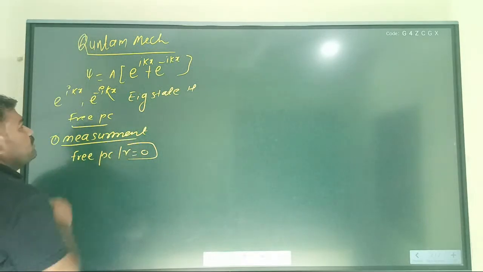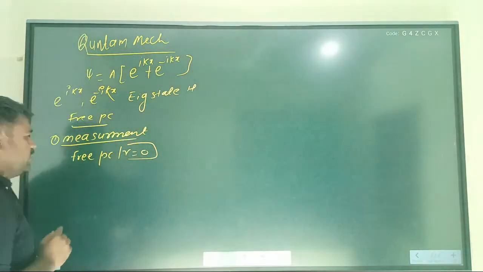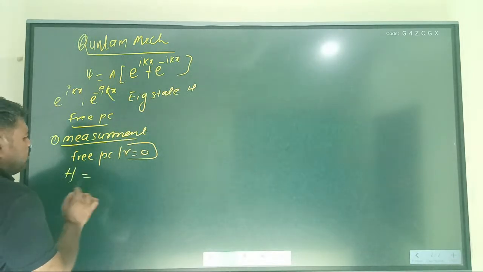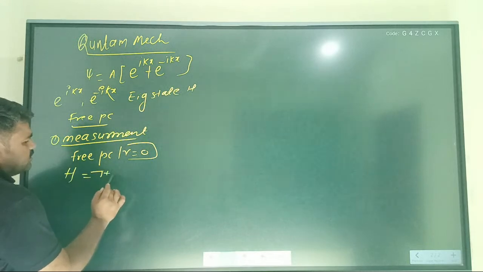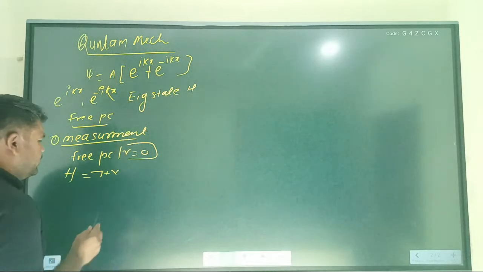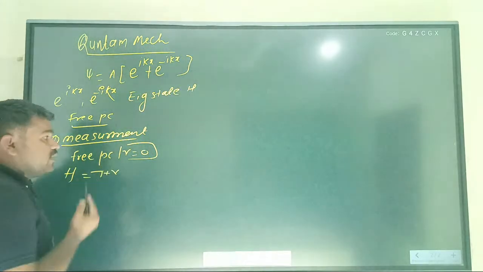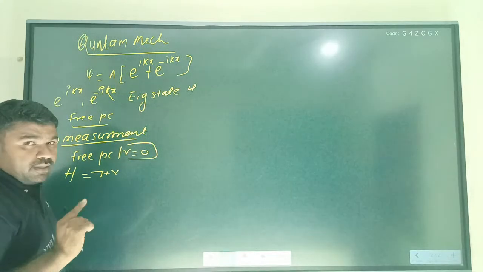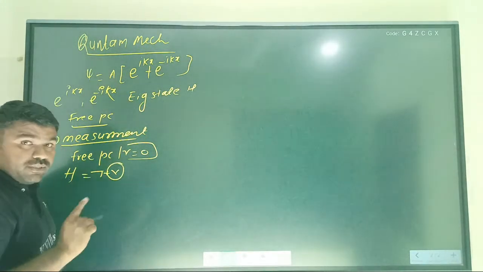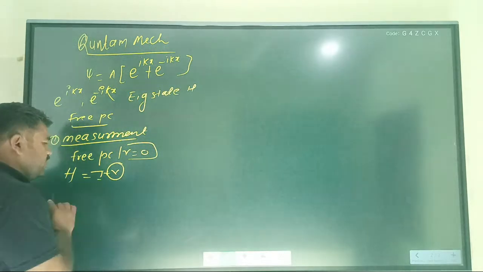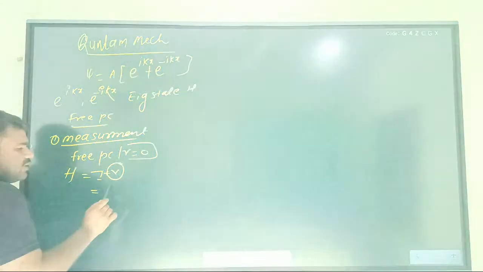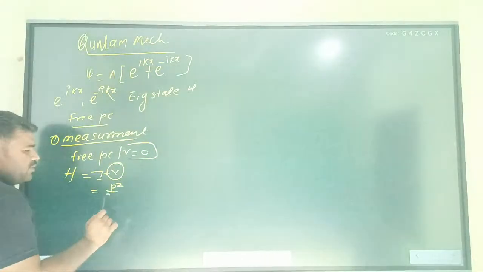And they ask what is the measurement? And they ask for the Hamiltonian. Okay. The Hamiltonian is nothing but kinetic energy plus potential energy. But here the given system is a free particle system, so potential energy is equal to 0. Means whatever the total energy is, it is nothing but kinetic energy. Now, what is the kinetic energy? Kinetic energy is simply p square upon 2m.